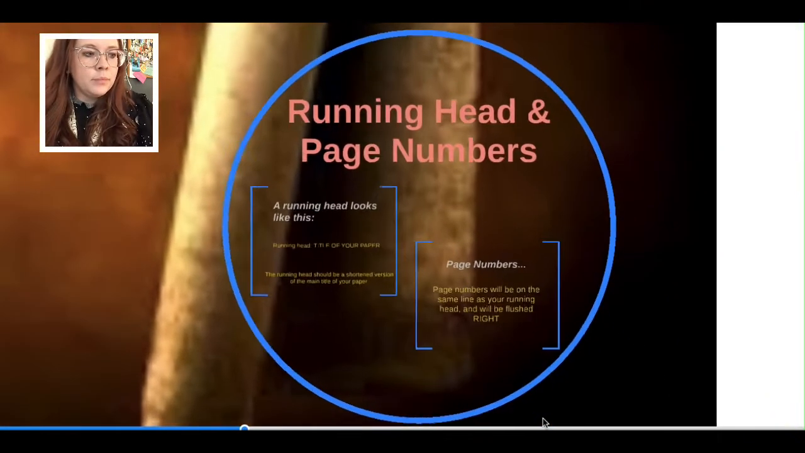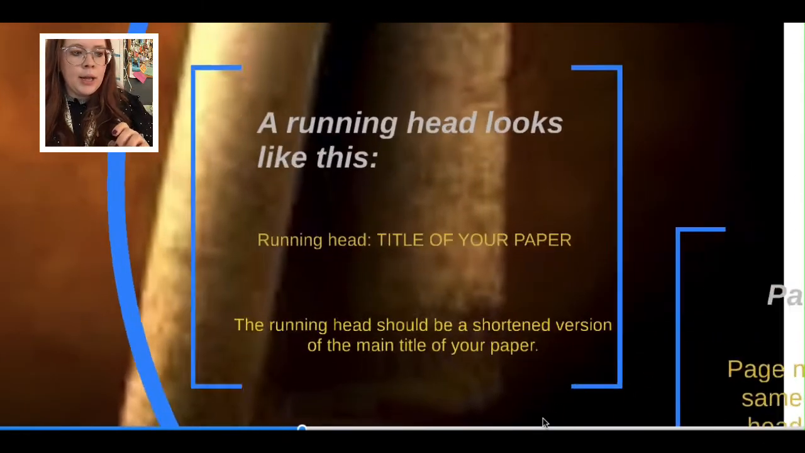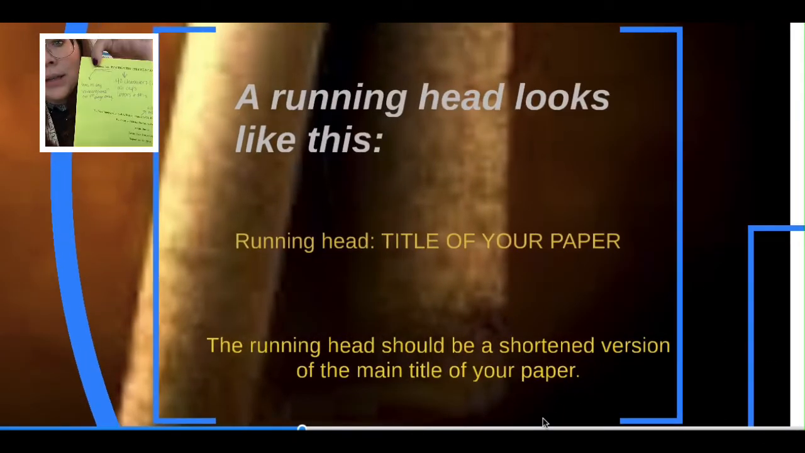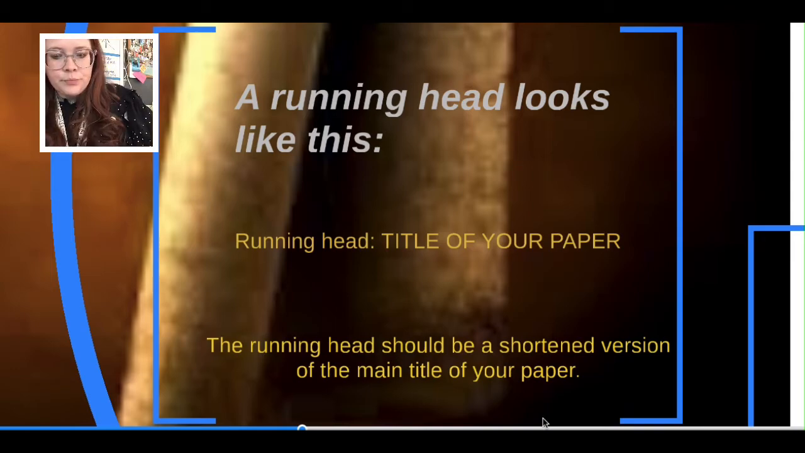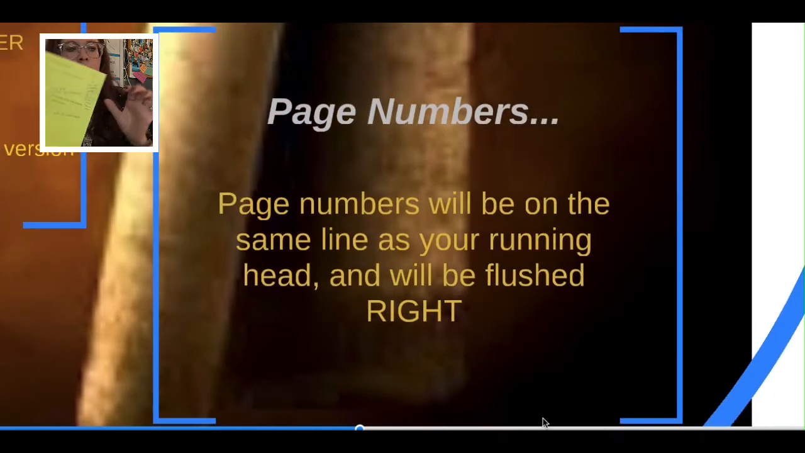Okay. So a running header, again, just to reiterate, says running head, has this punctuation, and then in all caps, 40 characters, it has the shortened version of the title. The page numbers, again, just to reiterate, go on the exact same line as the running header, and they're flush right.